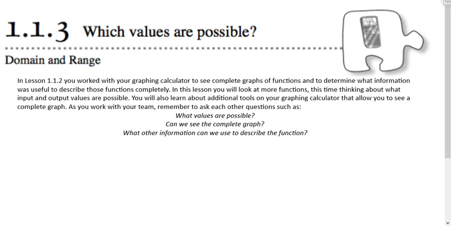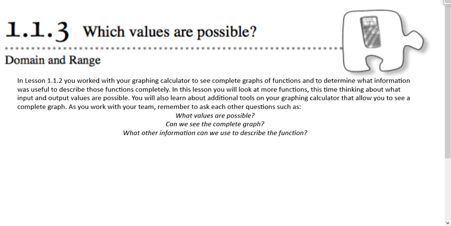In today's lesson, we are going to be looking at what types of values we can have. This is section 113, and we're going to specifically talk about domain and range. This is based off of lesson 112, where you worked with your graphing calculator to see complete graphs of functions and to determine what information was useful to describe those functions completely.